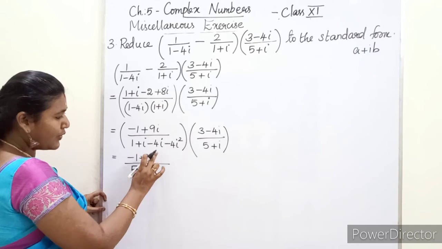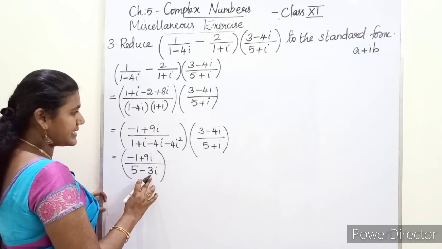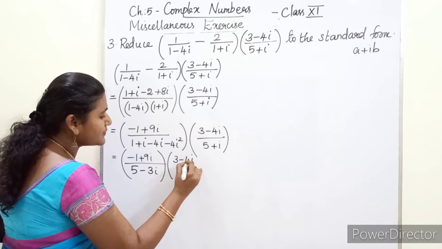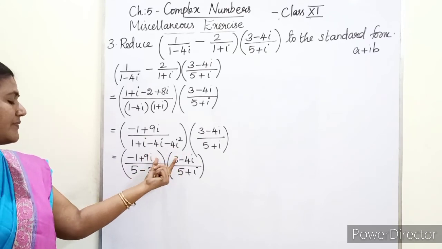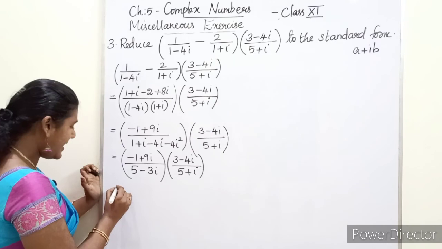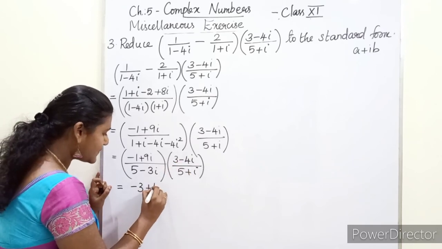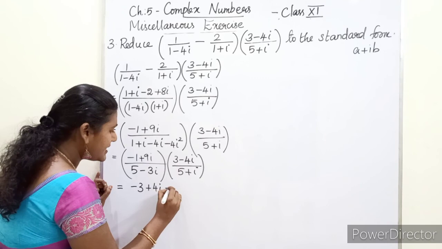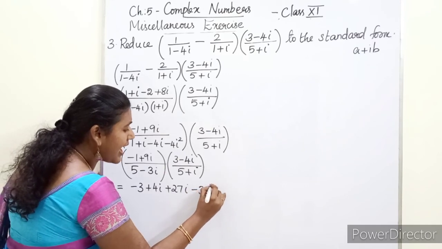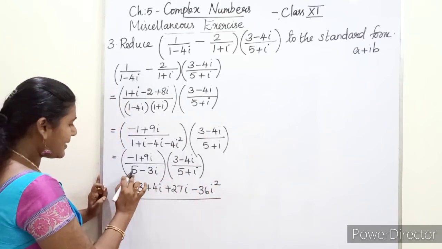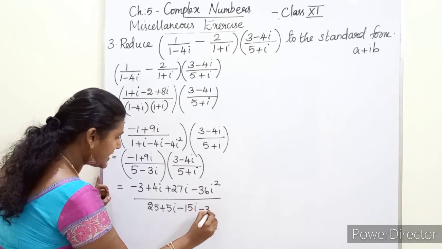Here the i terms: i minus 4i is minus 3i. So the first expression gives us minus 1 plus 9i by 5 minus 3i, and the second one is 3 minus 4i by 5 plus i. Now again we will multiply. These two numerators we will multiply, and similarly the denominators. So minus 1 into 3 is minus 3, minus 1 into minus 4i is 4i, plus 9i into 3 is plus 27i, 9i into minus 4i is minus 36i square, divided by, here we multiply: 5 into 5 is 25, plus 5i, minus 15i, minus 3i square.